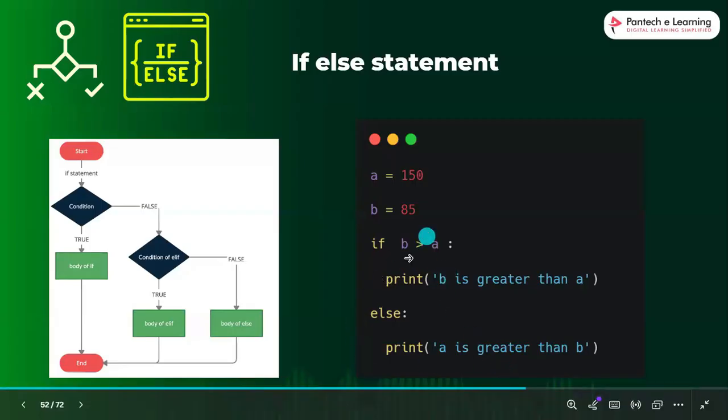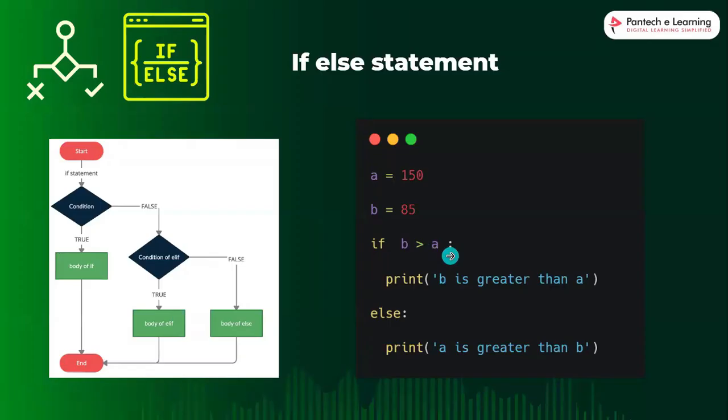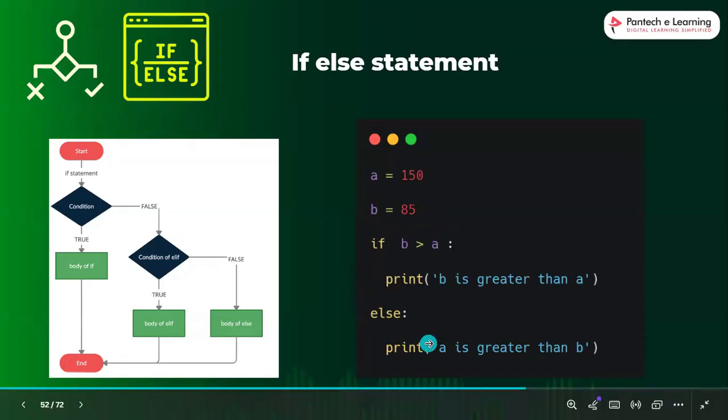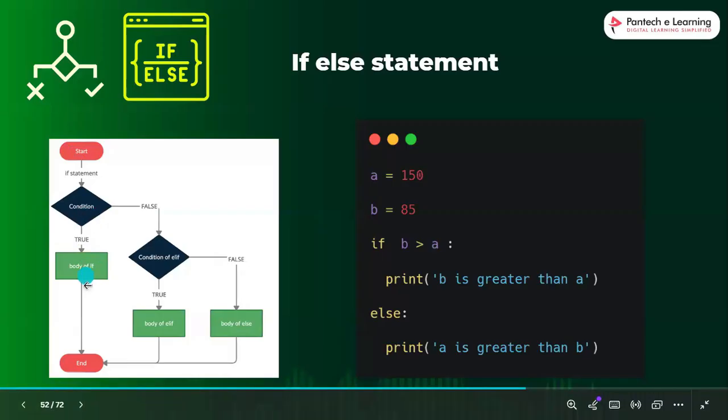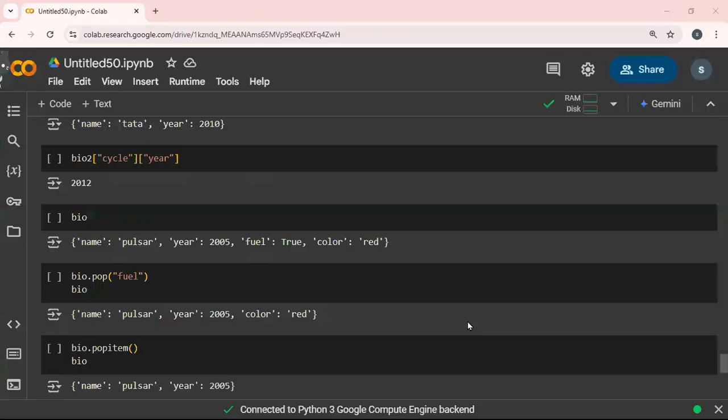Okay, so in this place the condition B greater than A is false, right? A value is 150 and B is 85. So B is less than A, so the condition fails and automatically goes to the else statement. A is greater than B is our output statement. Okay, same like that, once the program starts, the if statement is checked. If the condition is true, the if body runs; if it is false, it goes to the else. Okay, I will show the example for this.